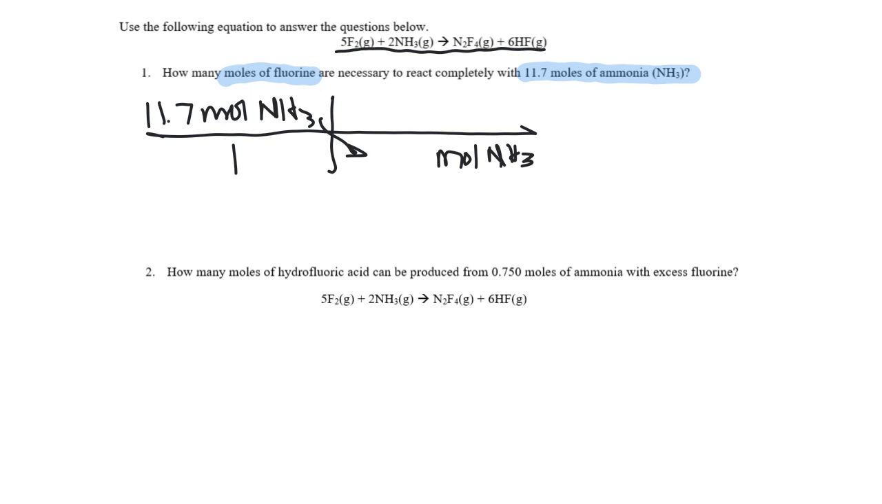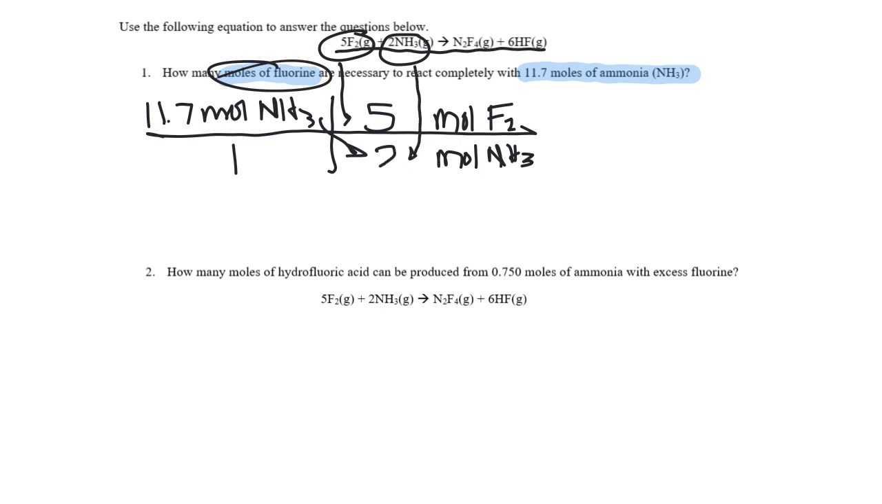What goes on top is the unit we want to get to, which is the moles of fluorine. So that goes on top. Now the biggest issue is, how do I know what numbers to put next to moles of fluorine and moles of NH3? That's why we have a balanced chemical equation. So I look up at the equation. I have a 5 next to fluorine, so that's going to go next to fluorine in my ratio. Then I look at the equation. I have a 2 next to NH3. That's going to come next to NH3 in the ratio.